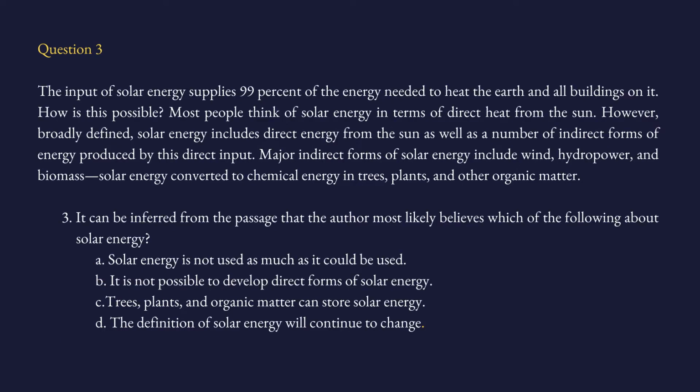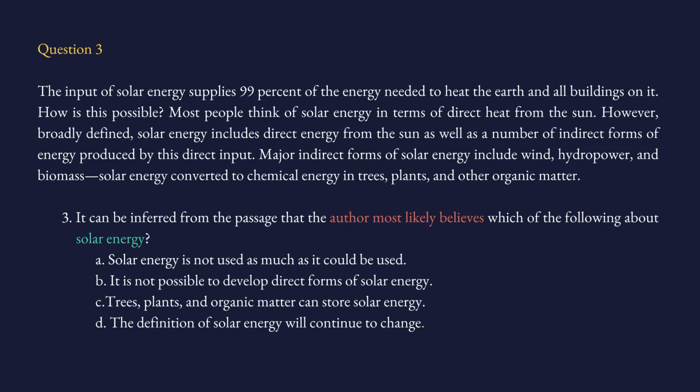Number 3, it can be inferred from the passage that the author most likely believes which of the following about the solar energy. So we have a keyword here, solar energy. But here's the important part. It says the author most likely believes. So we are not looking for something that is written in the passage. We are looking for something that the author might believe or most likely. So we are looking for something that the author most likely believes. So let's see what the thing is.